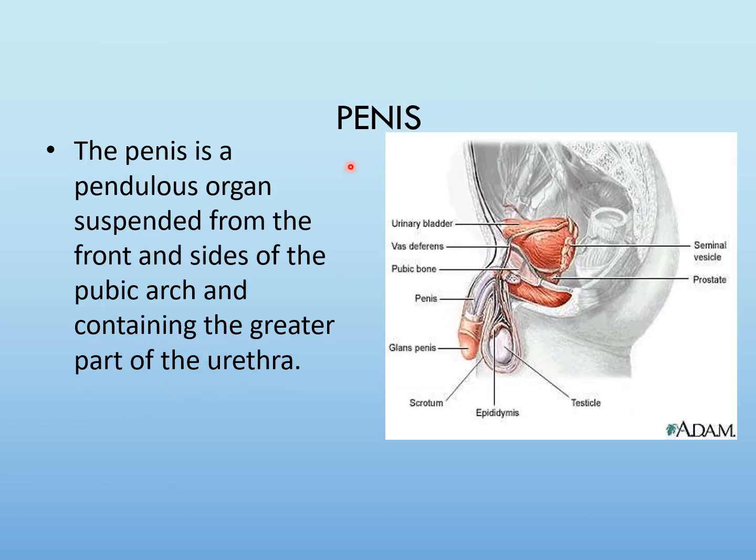Another structure in the male reproductive system is the penis, about which also there is nothing mentioned in the syllabus. It is a pendulous organ suspended from the front and the sides of the pubic arch, and it contains the greater part of the urethra. This is the penis suspended from either side of the pubic arch.